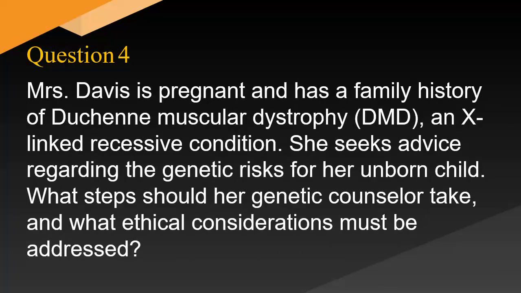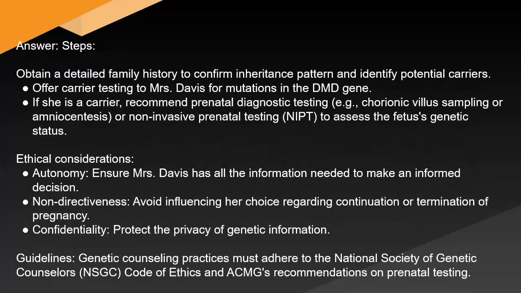Mrs. Davis is pregnant and has a family history of Duchenne muscular dystrophy (DMD), an X-linked recessive condition. She seeks advice regarding the genetic risks for her unborn child. What steps should her genetic counselor take, and what ethical considerations must be addressed? Answer. Steps. Obtain a detailed family history to confirm inheritance pattern and identify potential carriers. Offer carrier testing to Mrs. Davis for mutations in the DMD gene.